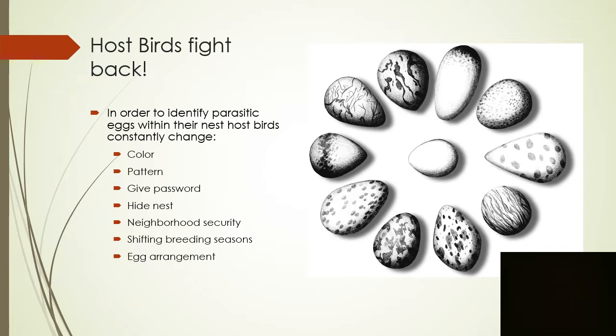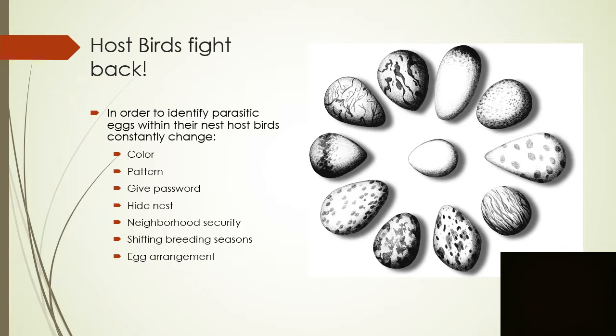And then also they will add patterns to their eggs, so that in order for the parasitic bird to invade into their nest, they'll have to mimic those patterns, which would include like really thin squiggly lines, splotches, or certain specific design towards specific birds.